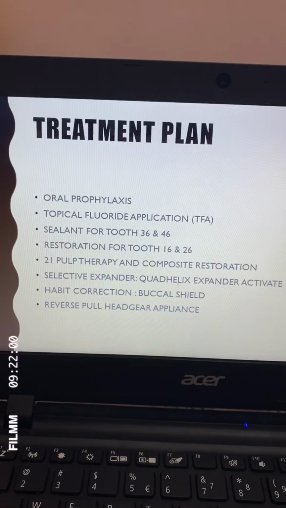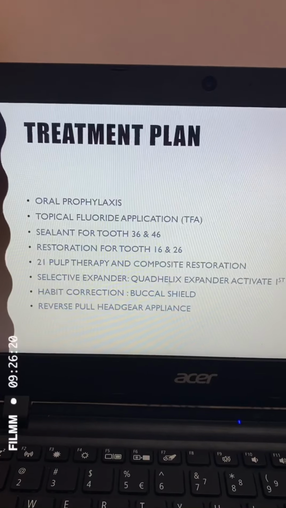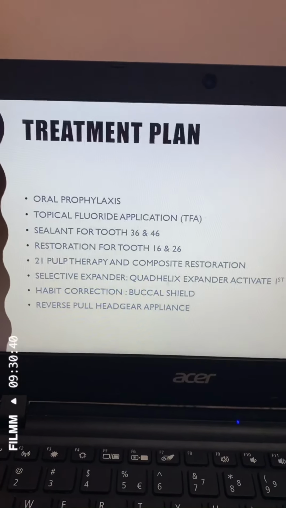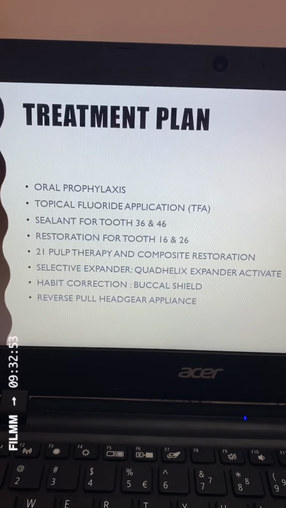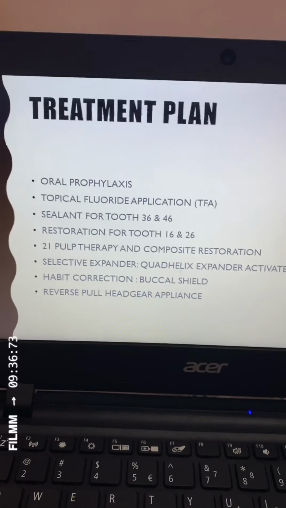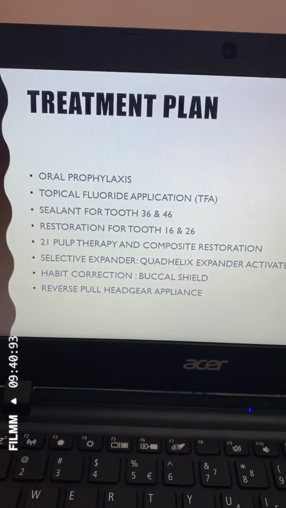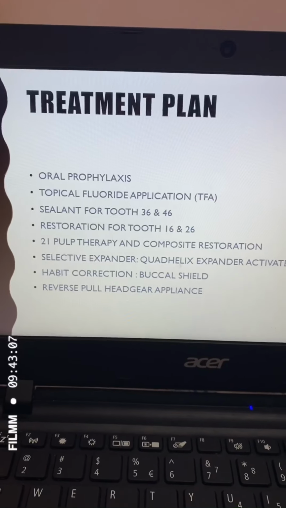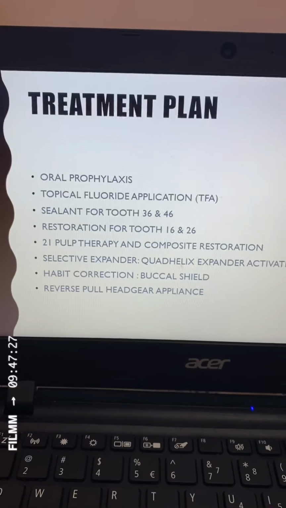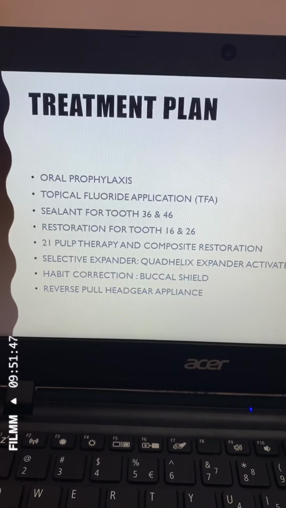So next one is the sealant. It is very important because it covers the chewing surfaces of the back teeth and keeps out germs and food. So even if the tooth 3-6 and 4-6 is still sound, we need to put dental sealant. So next, for the tooth 1-6 and 2-6, it has deep-seated caries lesion, right? As I've said earlier in the given. So it would need to have a restoration.